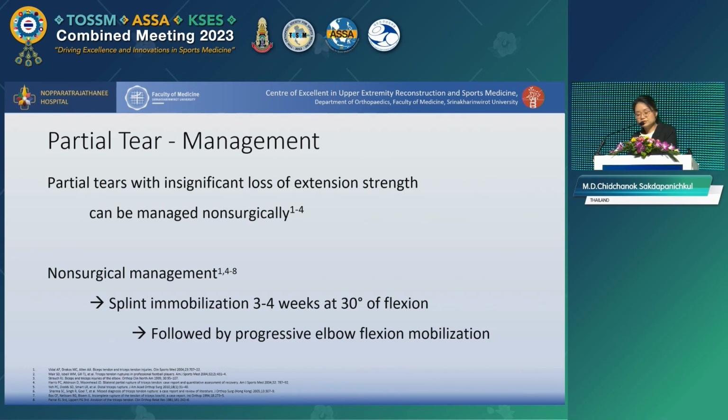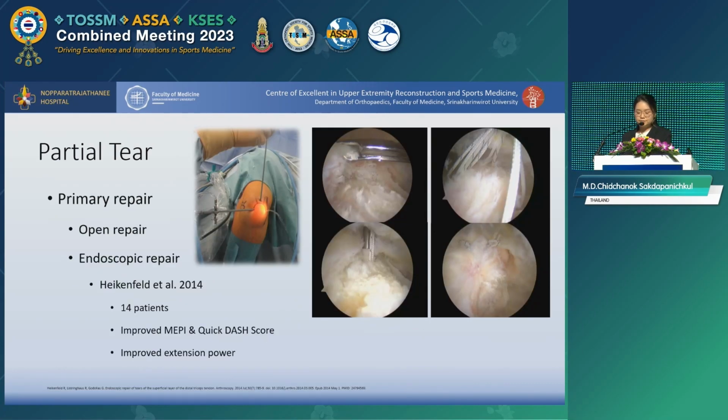There has been no consensus on management of partial tears regarding the percentage of tear of the superficial tendinous layer. However, many people choose conservative treatment in those who can still perform active extension with good strength, by immobilization followed by progressive elbow flexion. If not better, then surgery might be needed.